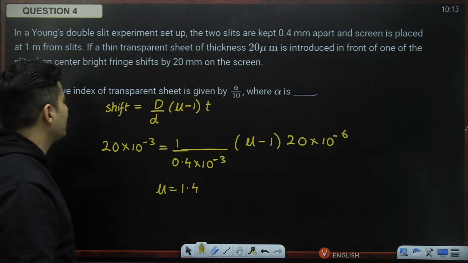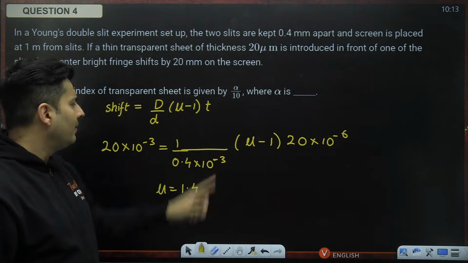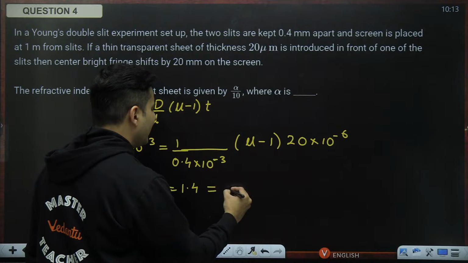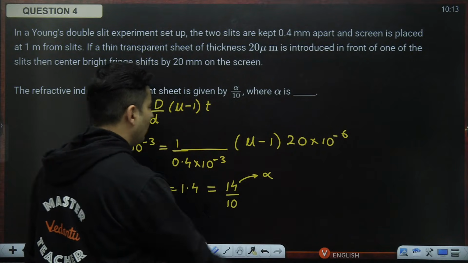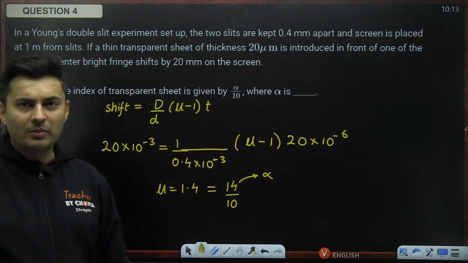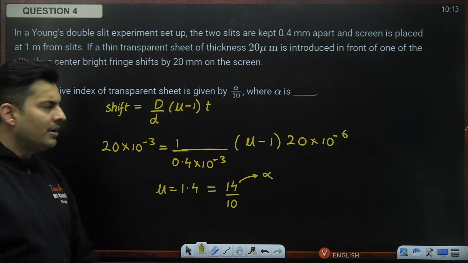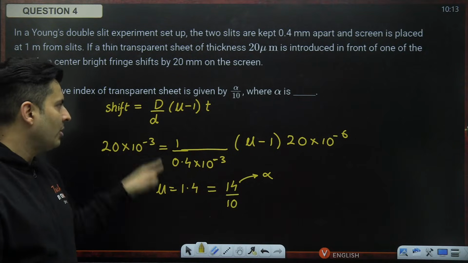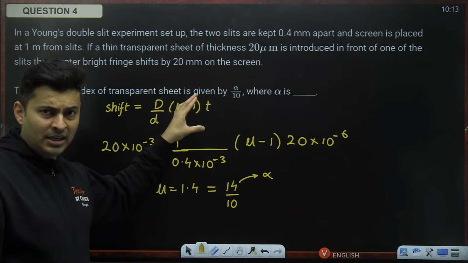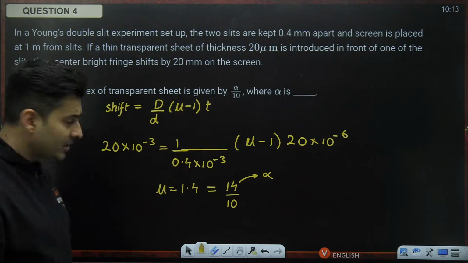But here they have asked that the refractive index is alpha by 10. So what is the value of alpha? This will be 14 by 10. So 14 is the value of alpha. That's it. 14 by 10 is 1.4. So the answer will be 14. Understood how to solve this question? Okay, so remember this formula. If this is not there in your formula sheet or book, please copy paste it.